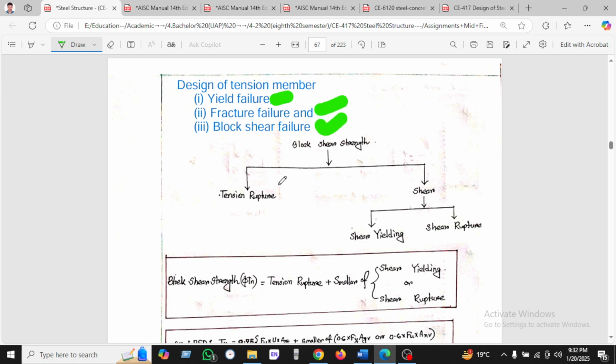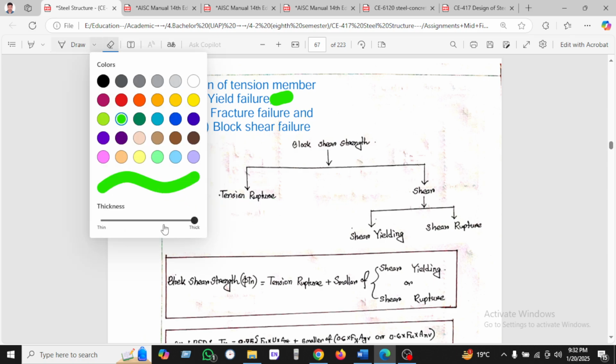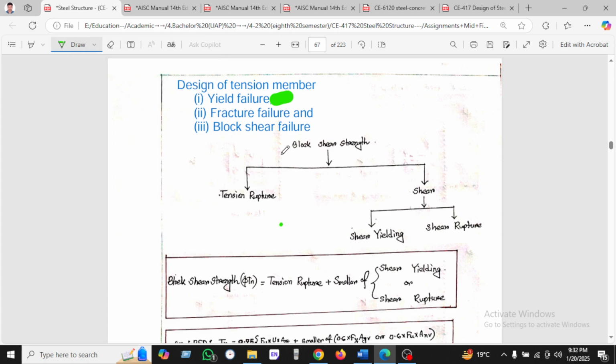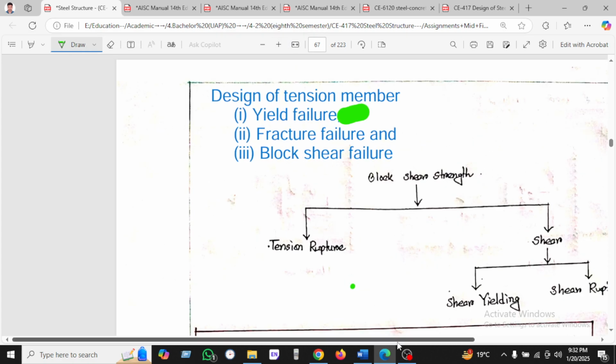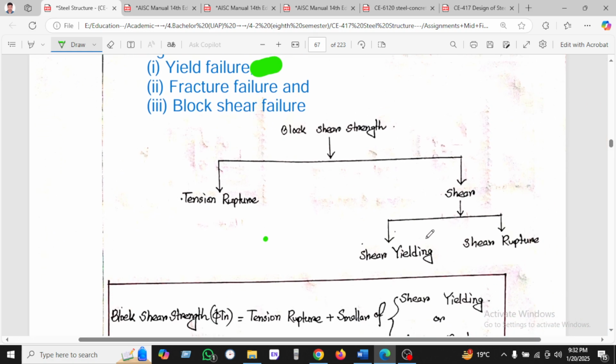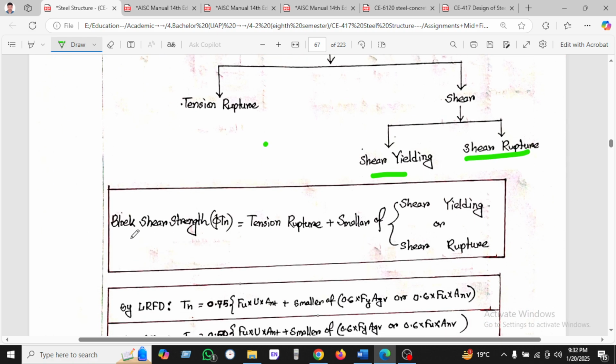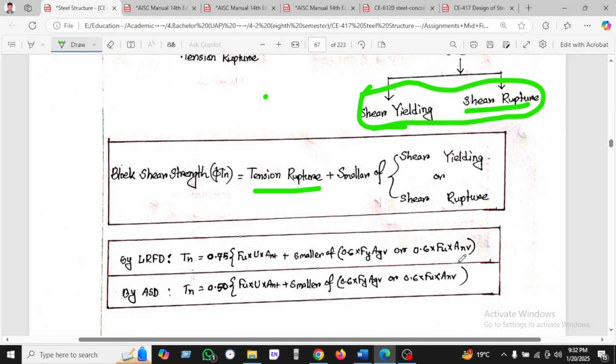Block shear has two types. You can see the tension rupture, and another is shear. Shear is divided into another two, which are shear yielding and shear rupture. So if we see in one line, the block shear will be the tension rupture plus the smaller of the two shear terms, which is shear yielding or shear rupture.